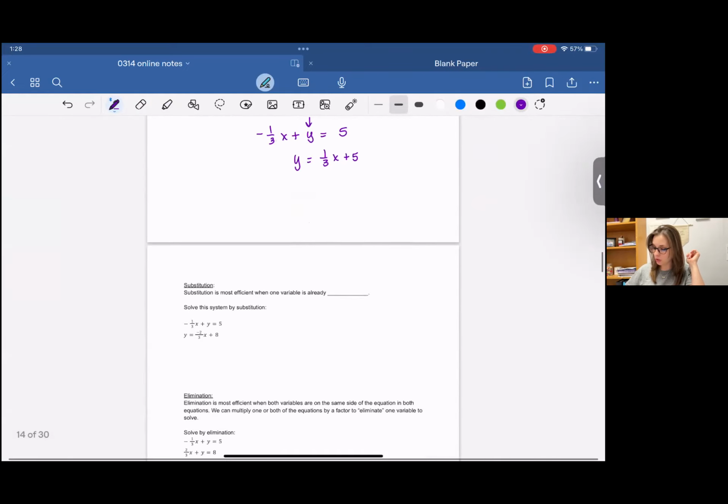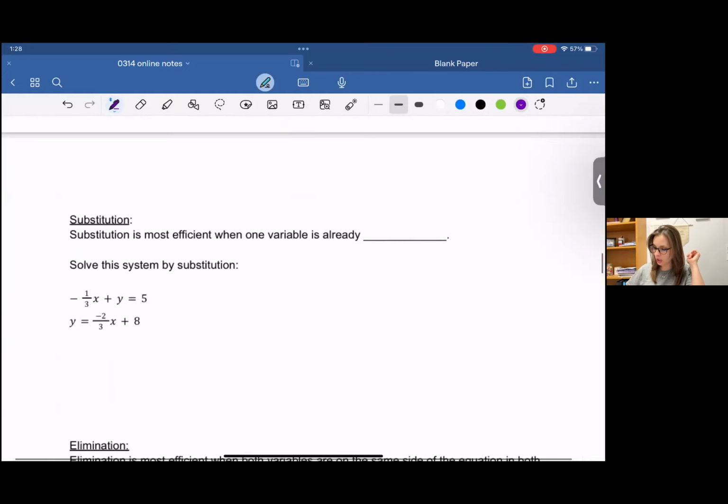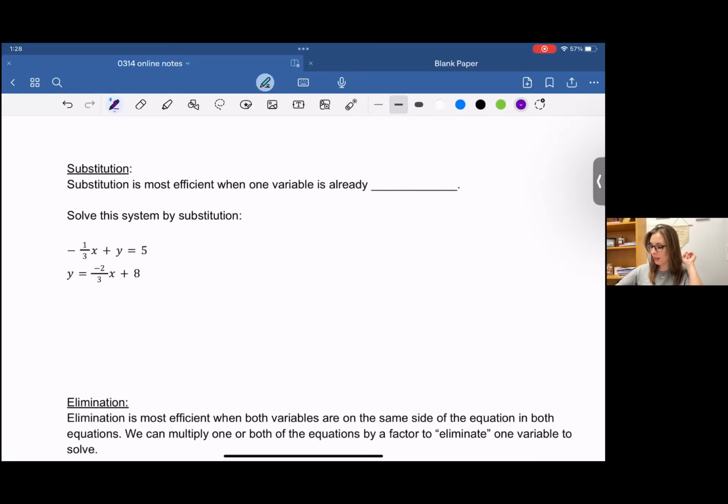So that leads me to substitution, which I like better than graphing. Substitution is the most efficient when one variable is already isolated. So, like in this example below, we have -1/3 x plus y equals 5, and we have y equals -2/3 x plus 8. You might recognize this system, so you might know the answer. If not, then keep following.